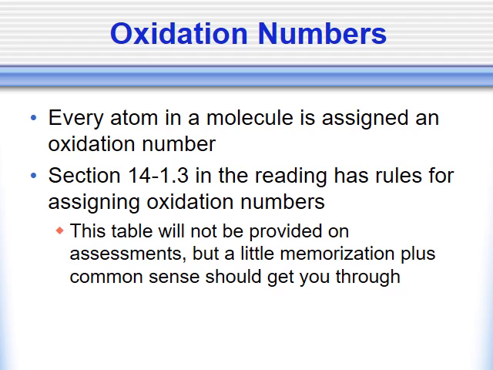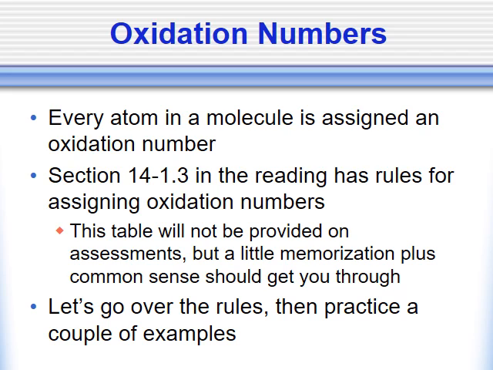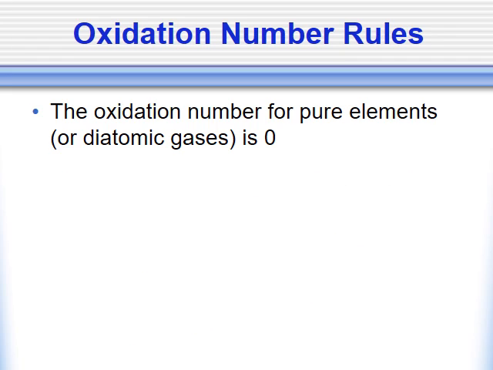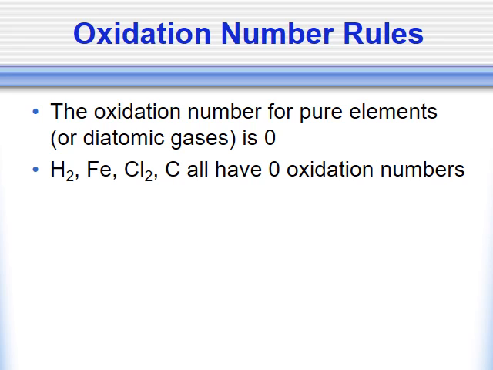Section 14-1.3 has a series of rules for assigning oxidation numbers. You will not receive this table, but memorizing a little bit plus common sense and practice, you'll be able to assign oxidation numbers every time. Let's go over some rules and practice a couple examples. The oxidation number for pure elements, such as diatomic gases, is 0. H2 gas, iron, chlorine gas, carbon all have 0 oxidation numbers.